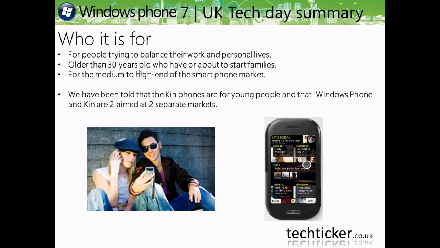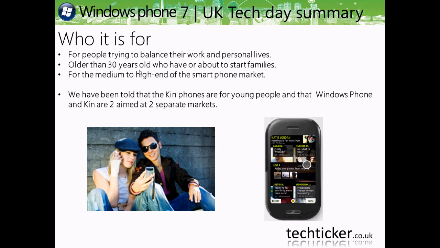Who is it for? Microsoft have said that Windows Phone 7 is for people trying to balance their work and personal lives. So basically it's a phone for people who want to get the best out of a phone that can perform office-based tasks. So hence you've got the Office Hub and you've got really good Outlook support, but at the same time it's a very social phone, so it connects with Windows Live, Facebook, Twitter, etc. It's been aimed at people older than 30 years old who have or are about to start families.